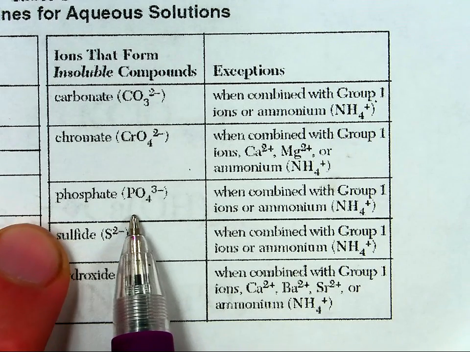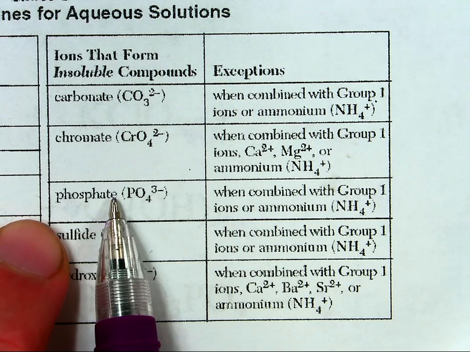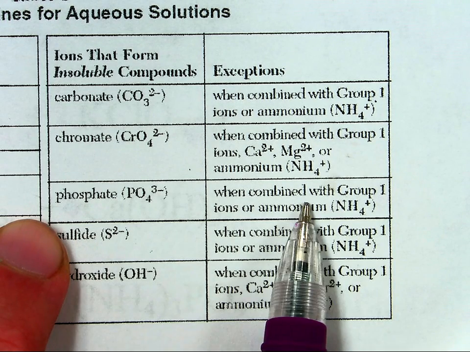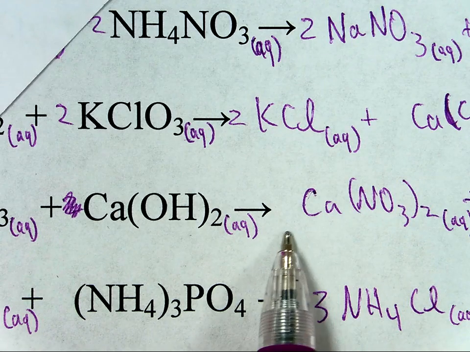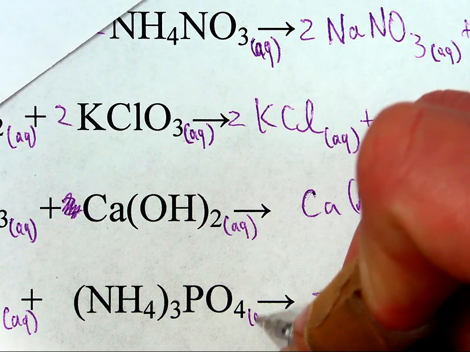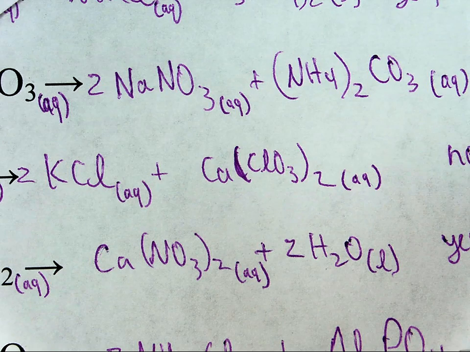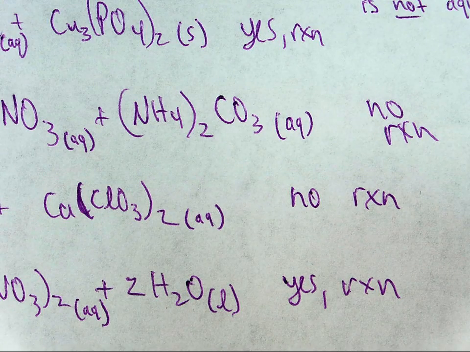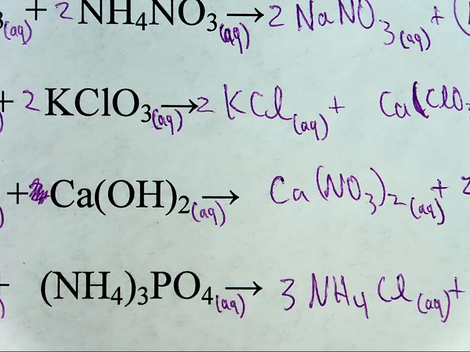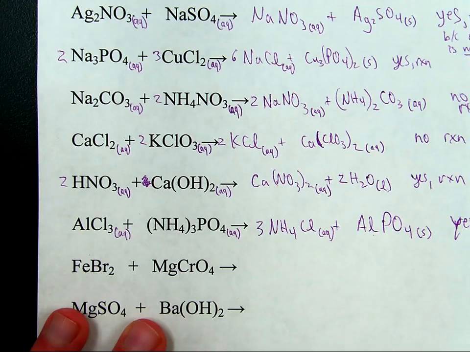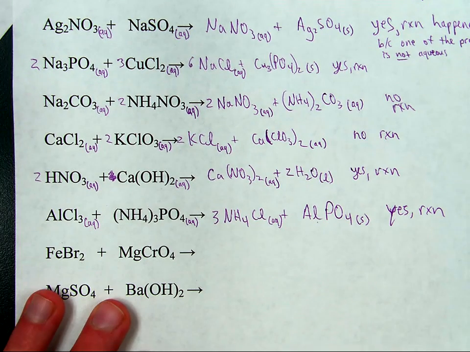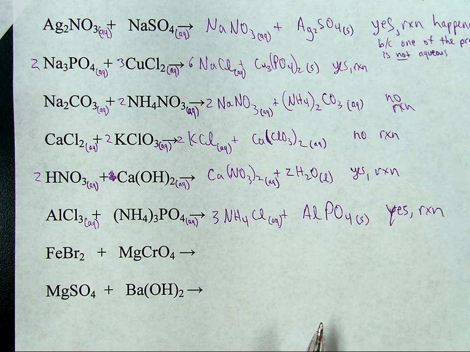Phosphates will not dissolve in water unless they're with group 1 or ammonium. That's ammonium, so this phosphate will dissolve in water according to the chart. This is neither group 1 nor ammonium, therefore it will not dissolve in water, and we put S. Non-aqueous product means yes, reaction. Okay, that's the overall one for aluminum chloride and ammonium phosphate.